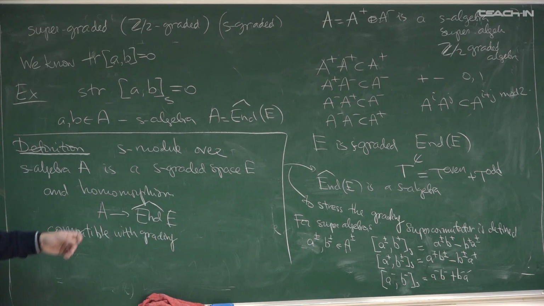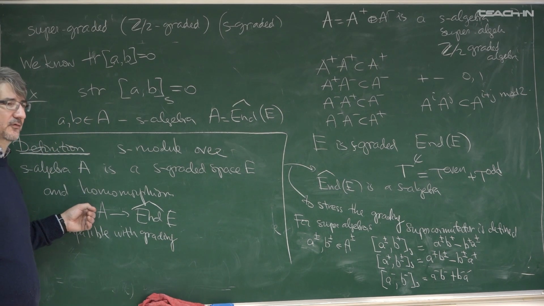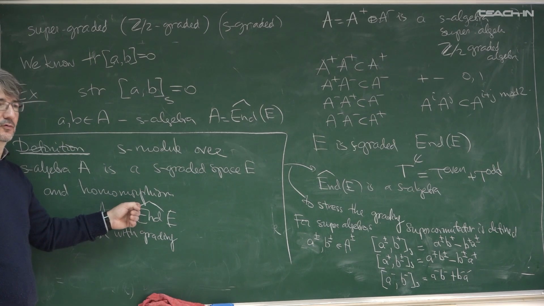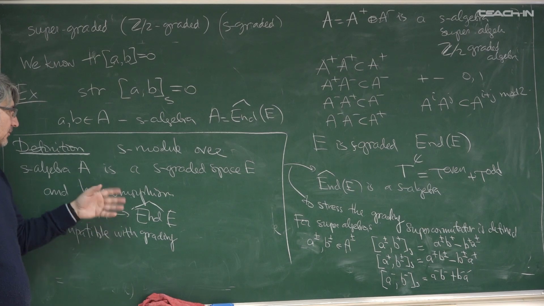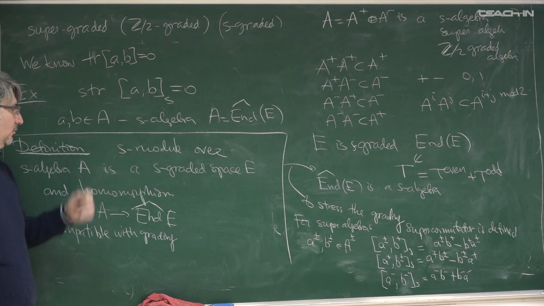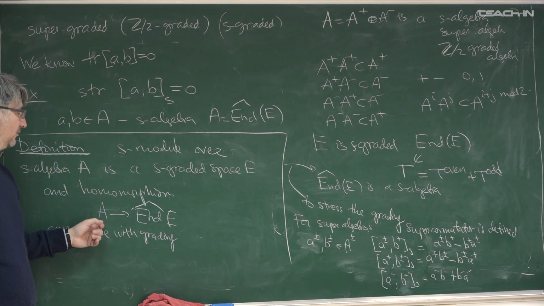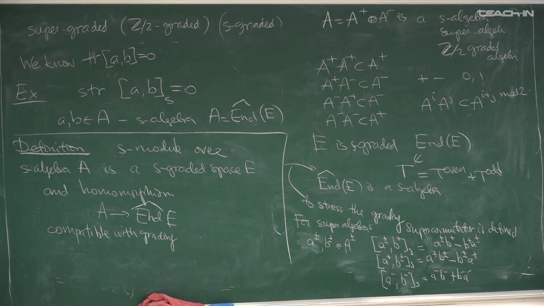So in algebra A, you have even elements and odd elements. They should be sent to the elements of corresponding parity, even to even, odd to odd. In this case, you say that you have an S module. E is an S module over A. This is exactly what happens in our situation when we considered the Dirac-type operator.